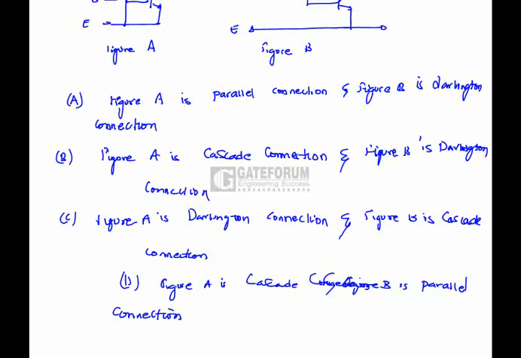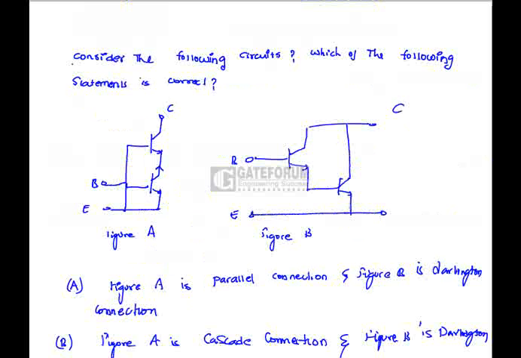Question is, consider the following circuits. Which of the following statements is correct? Figure A and figure B. If we look into figure A, what is happening here is the output of the first transistor is feeding into the second transistor input. Means it is kind of like a cascade connection.